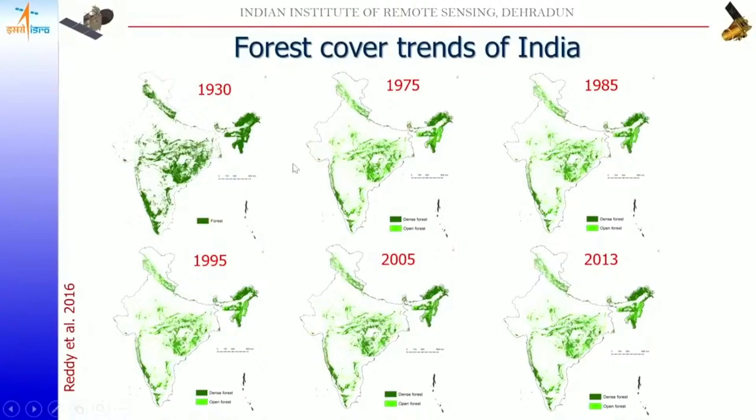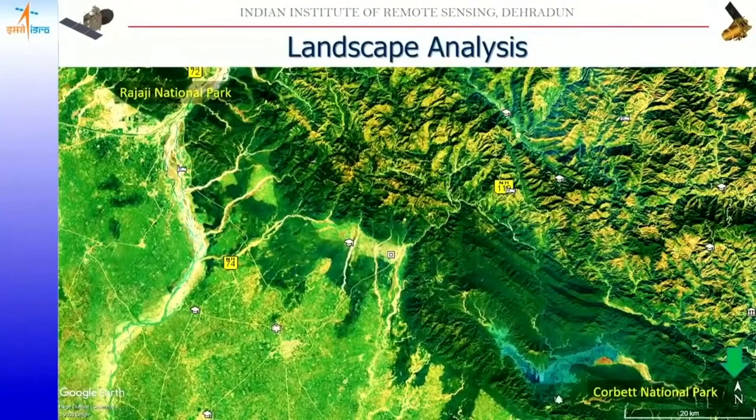How the dense forests are converted to the open forest. And this is one example of the landscape. This is the Rajaji National Park area, this is the Hardwar region, and this is the Corbett National Park. So as a landscape level study, because this area is dominated or represented by large mammals, this is also called the tiger landscape. So basically, how the forest patches or the forest cover is connected over the landscape.